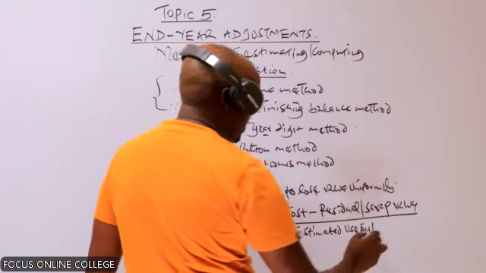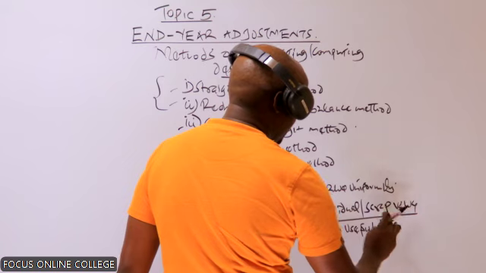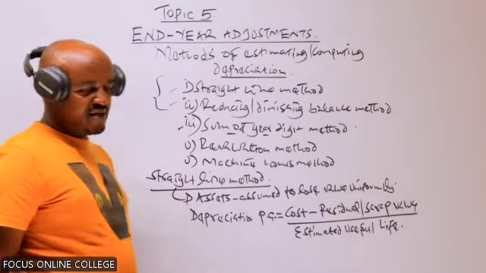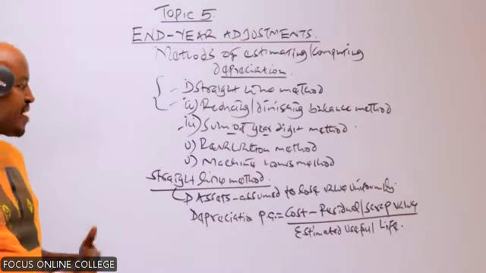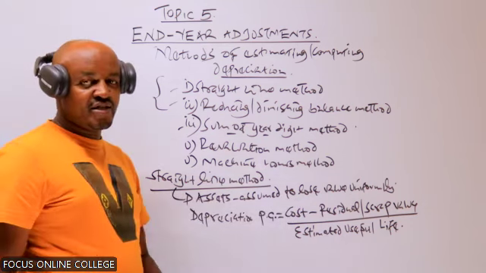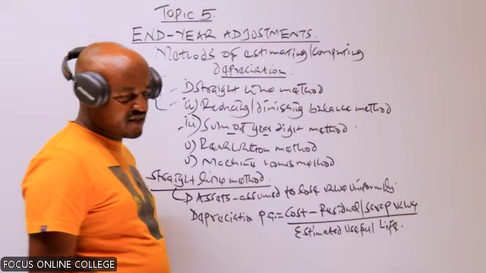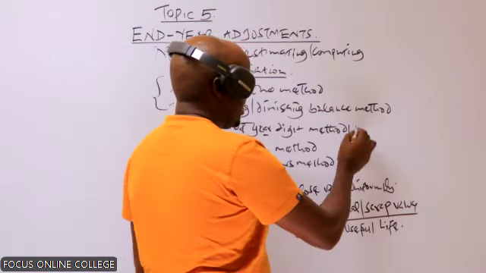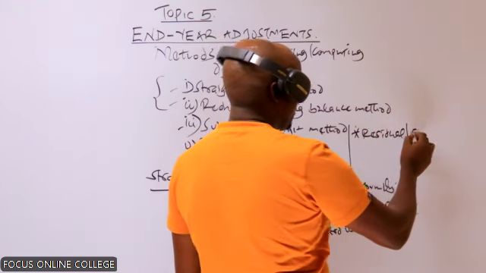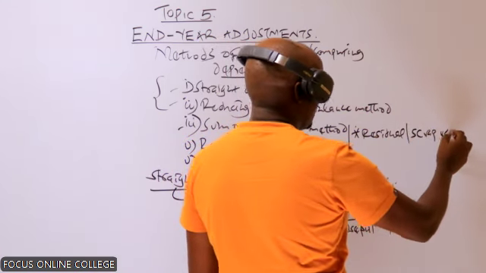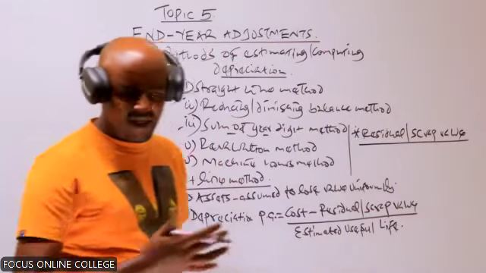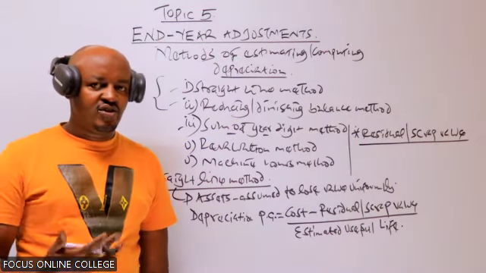Estimated useful life of the asset. So that's basically how we compute the depreciation per annum. The cost of the asset minus the residue or the scrap value. So in this case, what do you mean by the scrap or the residue value? The residue or the scrap value refers to the estimated value of an asset at the end of its useful life.